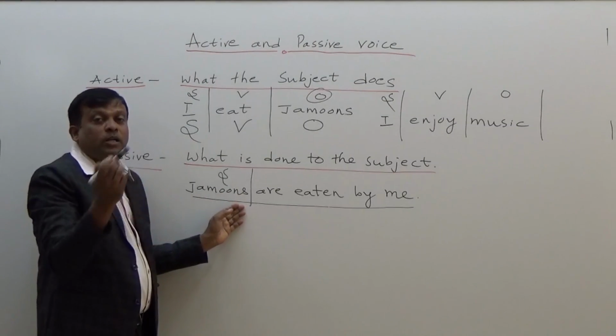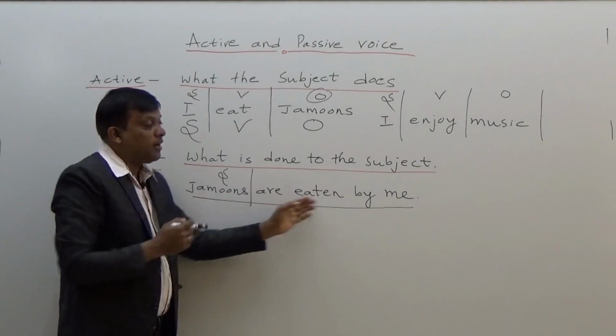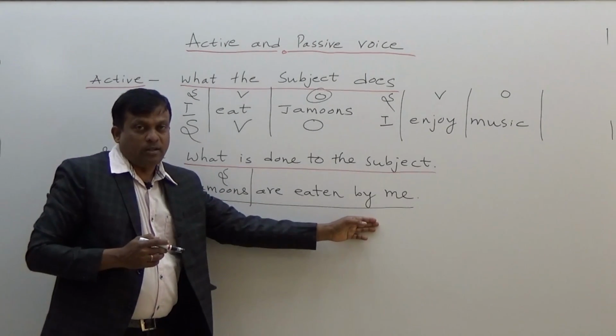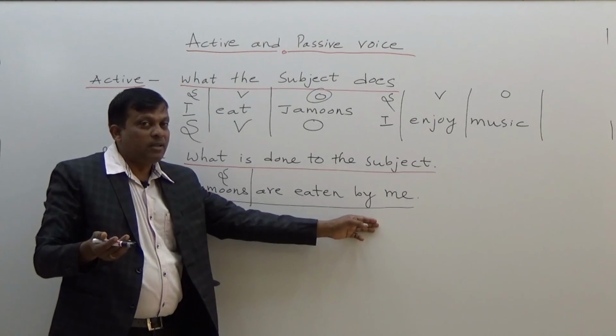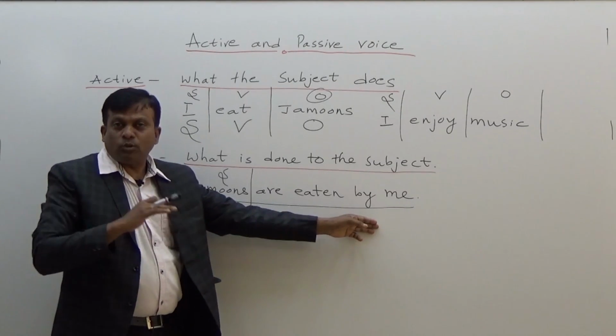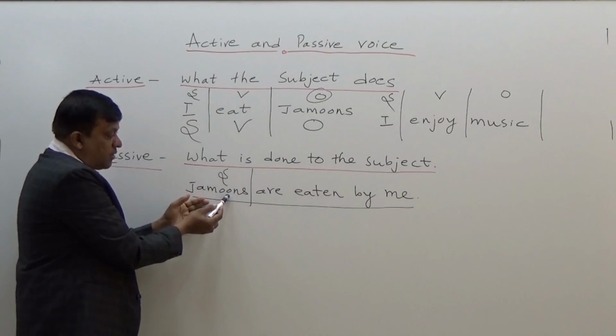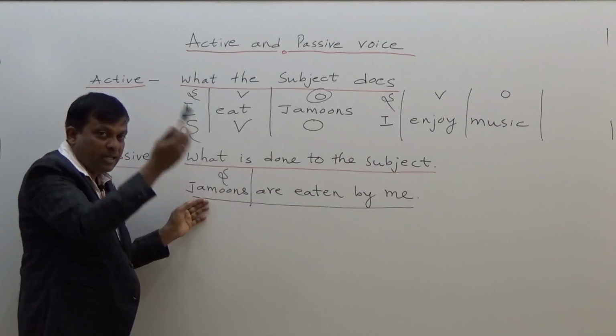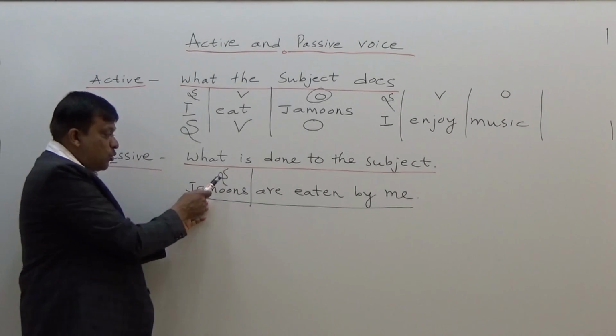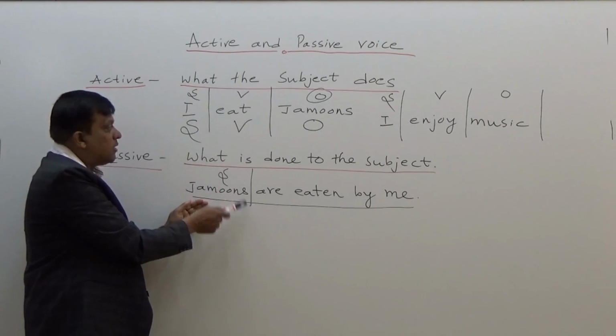The sentence is not like jamuns are eating me. No, it is not. It doesn't have any sense. If I say jamuns are eating me, the sentence may be right, but it does not have any sense. But something is done. So what has been done to the jamuns? Jamuns are eaten by some person. So the subject is not doing anything. Simple.